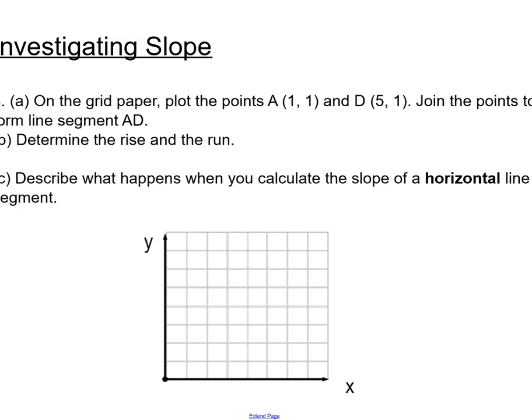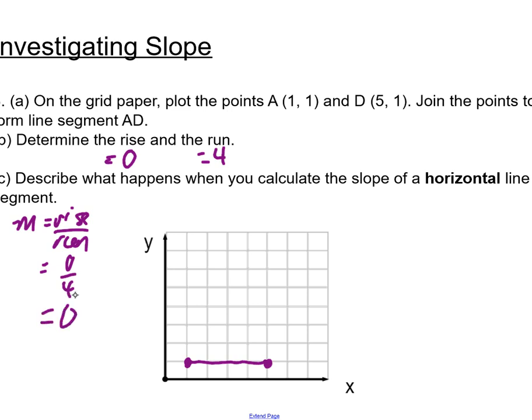So for this one, and it's cut off a little bit here, you have to plot the point 1, 1 and the point 5, 1. And it asks you to connect them. And then it said, what's the rise? So in this case, it does not rise. The rise is 0 and the run is 4. So slope, or rise over run, is 0 over 4, and 0 divided by anything will be 0.